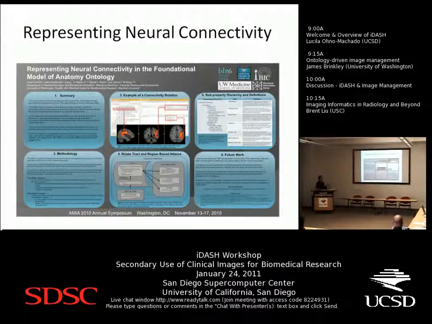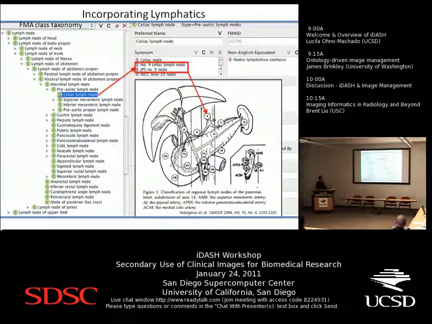Another thing we're doing is representing neuroconnectivity, the white matter tracts and what they're connected to. These are all AMIA posters that were presented last AMIA. And another thing, working with lymphatics, getting the detailed synonyms and the description of lymphatics, of course, so we can use it for predicting the spread of cancer. So there's a lot of detail going into the FMA.